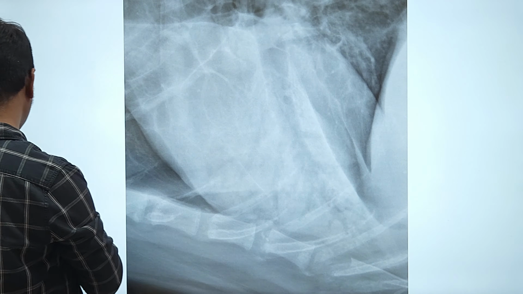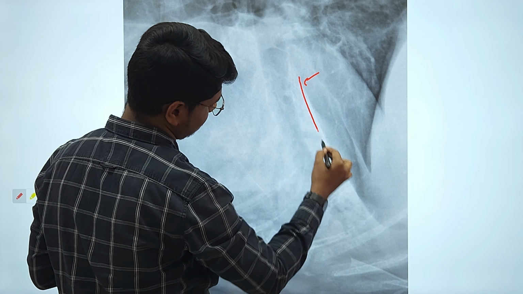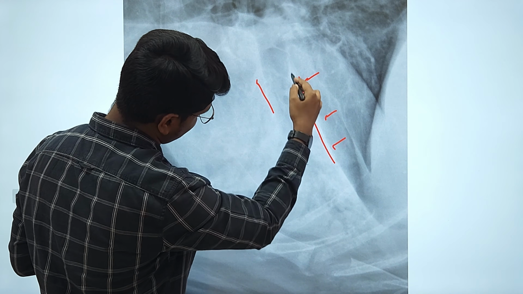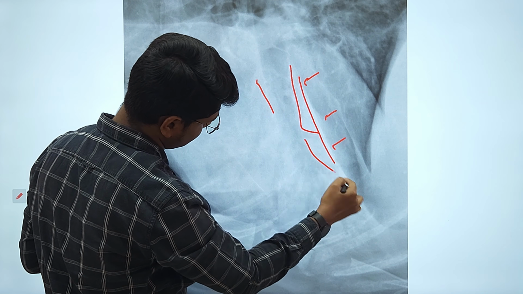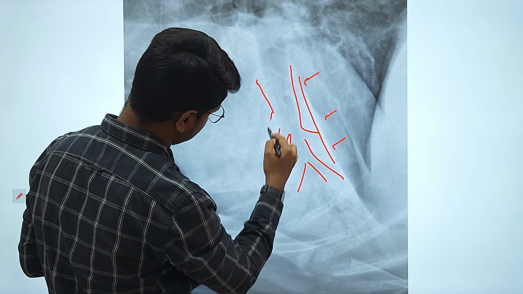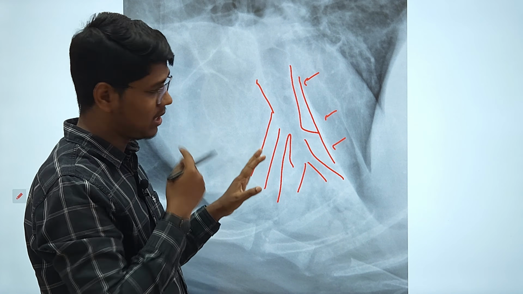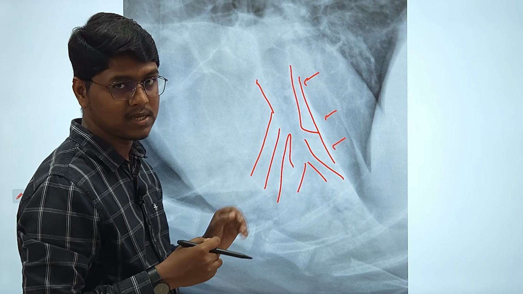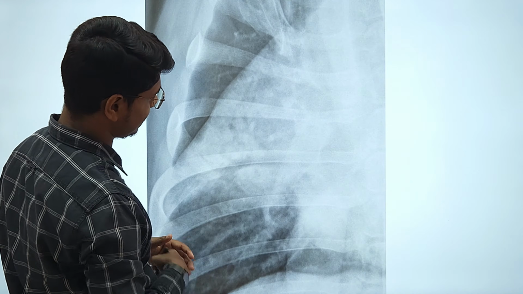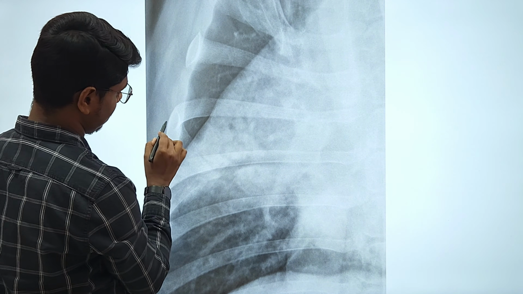Next, another one. Can you see the lobar sign? Here is the lobar sign. And can you see the bronchus? Here the bronchus is running, here is one branch like this, here is one branch, here is one branch. This is the bronchial tree, an alveolar pattern having air bronchogram as well as the lobar sign.